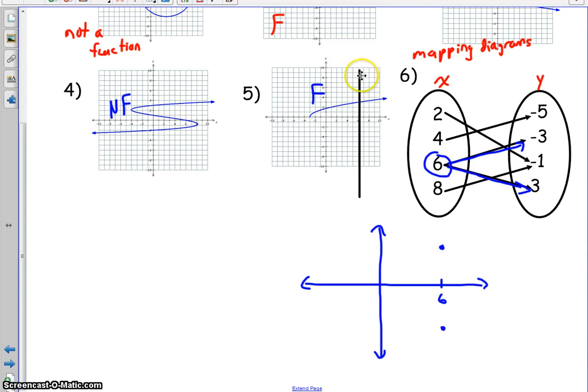So even taking that vertical line test, you can see it's going to fail at only that one spot, but it will fail nonetheless. So this one is not a function. So remember, what you're always looking for to see if it's not going to be a function is an x value that produces multiple y values, like this case right here.